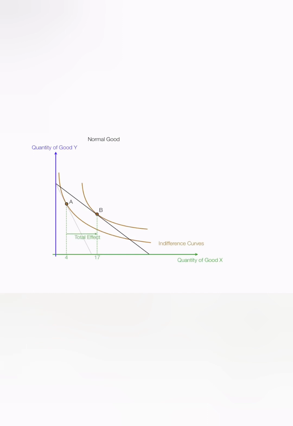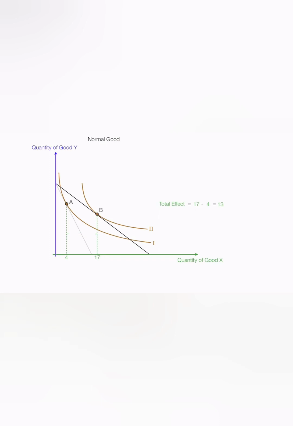And this distance there is the total effect. Total effect is 17 units minus 4 units for a total effect of 13 units. I should probably label these indifference curves 1 and 2.